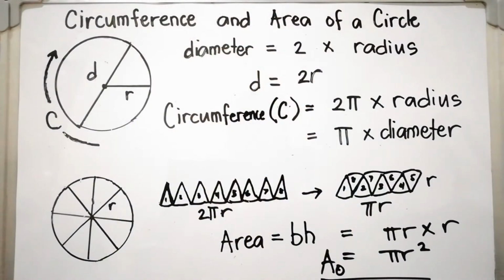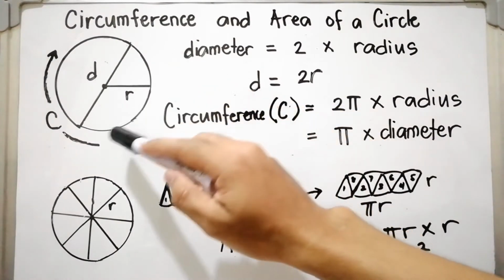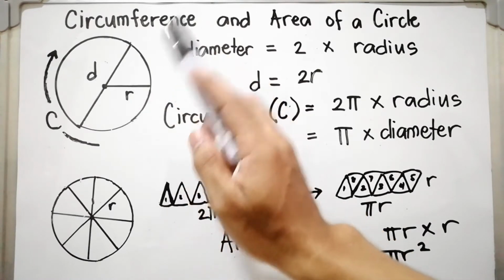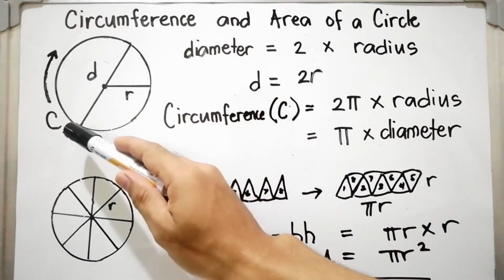In this video, we will discuss the circumference and the area of the circle. So without further ado, let's start. When we say circumference, that is the distance around the circle. In order for us to get the circumference of the circle, we need the diameter or the radius.